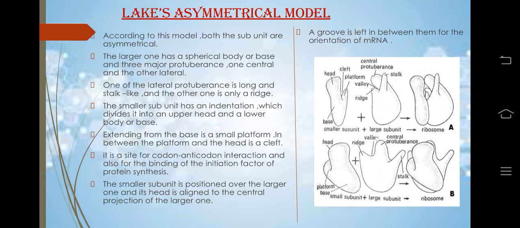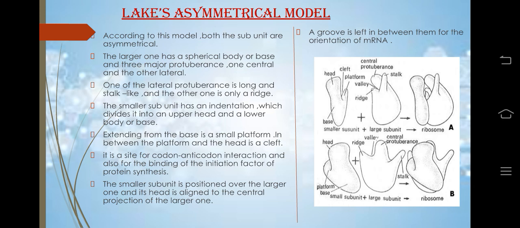The larger one has a spherical body or base and 3 major protuberances, one central and the other lateral. One of the lateral protuberances is long and stalk-like and the other one has only a ridge. The smaller subunit has an indentation which divides it into an upper head and a lower body or base. Extending from this base is a small platform. In between the platform and the head is a cleft. It is a site for codon-anticodon interaction and also for the binding of the initiation factor of protein synthesis.